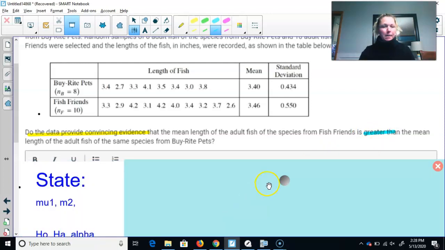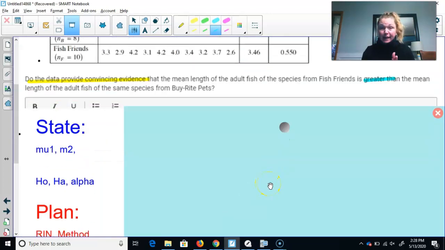We're off to our state, plan, do, conclude. In our state, we need our parameters. We have two parameters, mu1, mu2. We need our null hypothesis, our alternative hypothesis, and our alpha. Now, how do I know how to set up mu1 and mu2? It really doesn't make a huge difference as long as you go about it the right way.